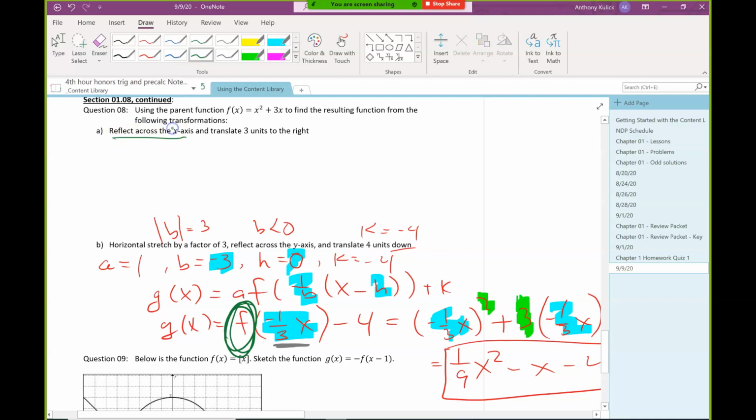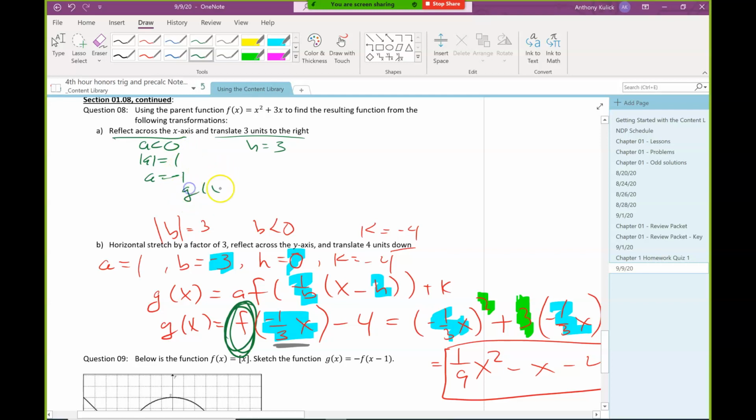So reflect across the x. What does this mean? It means that a is negative, right? Translate 3 units to the right. That tells me h is 3. Everybody okay there? So the question becomes, okay, a is negative, but what value should it have? Well, is there any vertical stretch or shrink going on? That part tells me that the magnitude of a has to be 1. So a needs to really just be negative 1.